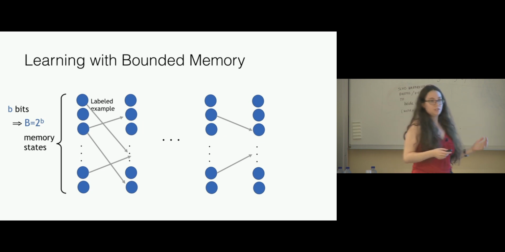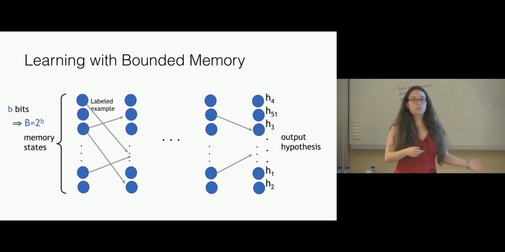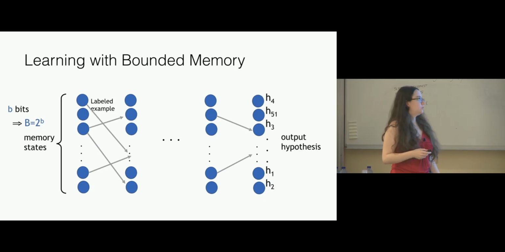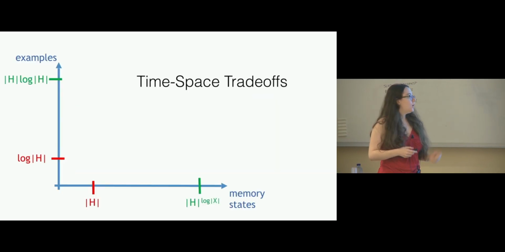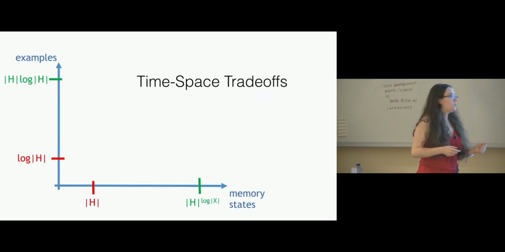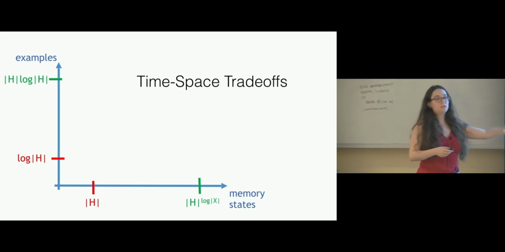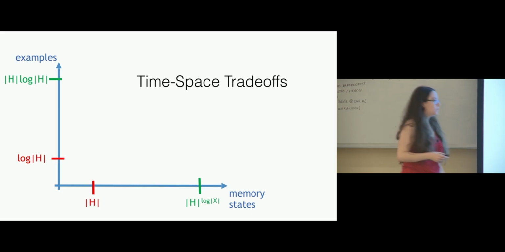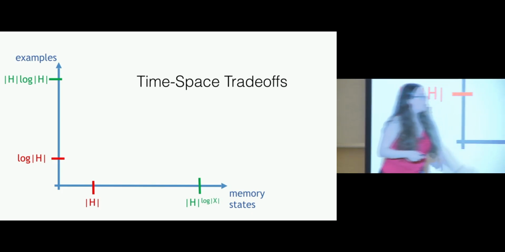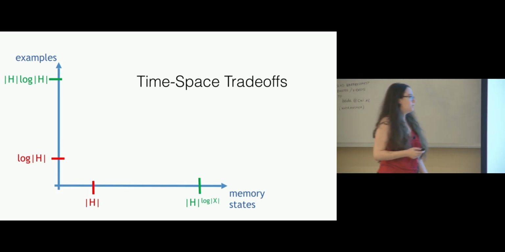In the final layer, we have the output hypothesis, which is supposed to be close to the correct one. So this is a bounded memory algorithm. What we want to know is how many examples are needed given that the algorithm has at most some bound on the memory state. So let's start with some simple observations.